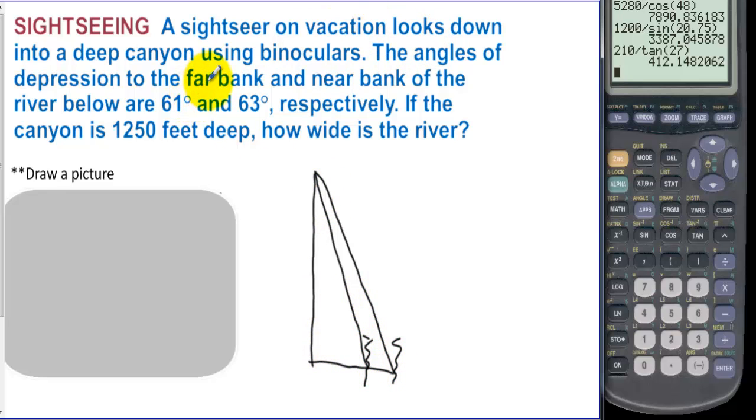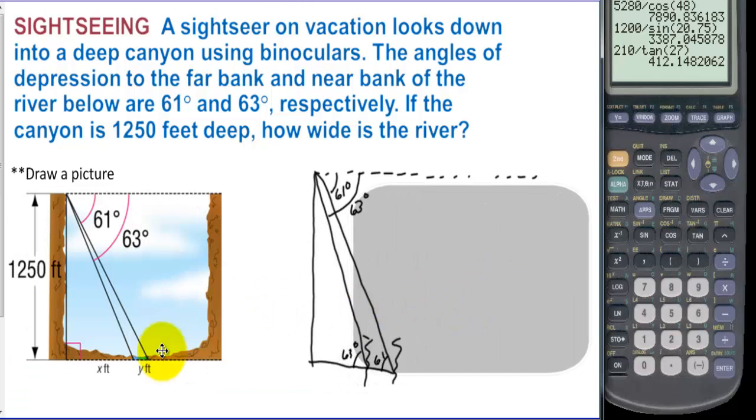And it says the angle of depression to the far bank. So if you look straight out, that's 0, and the first one is 61 degrees. That's the far side. So 61 degrees, and then 63 degrees would be this big angle right here. So this one right here is going to be the 61 degree angle, and this one is the 63 degree angle. Now here's probably a little better drawing of what's going on. Now that puts the 61 degree here, and puts the 63 degree angle here by alternate interior angles.